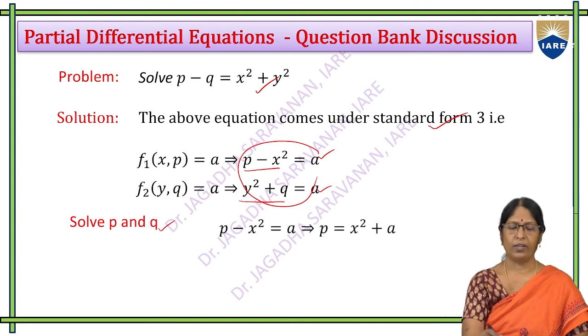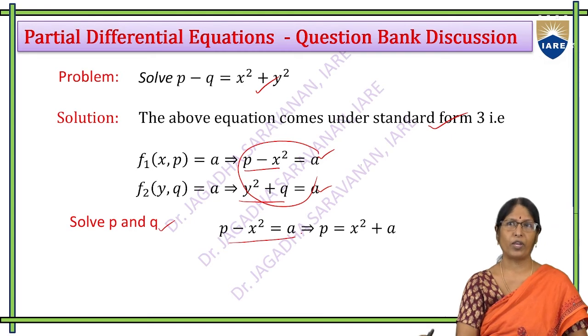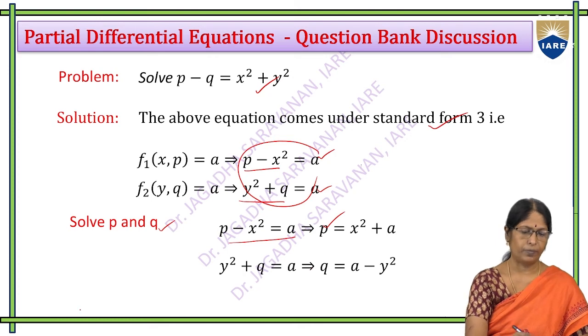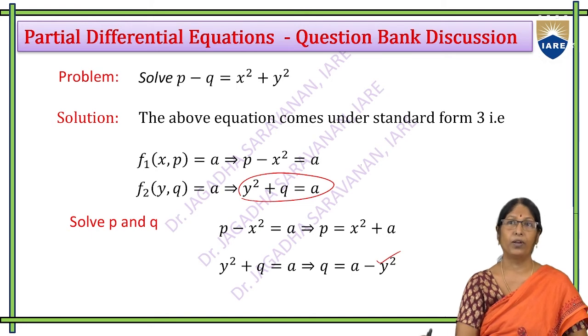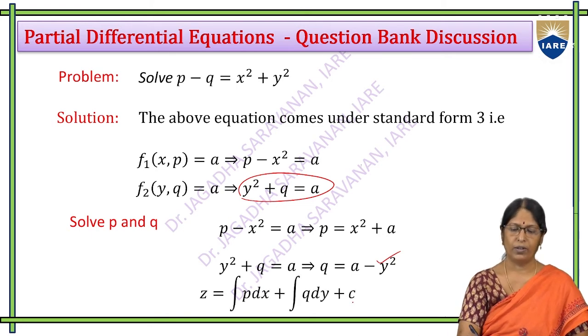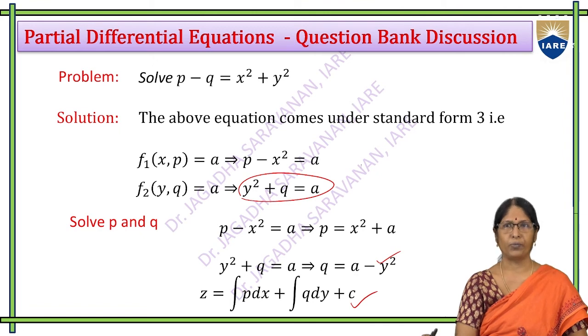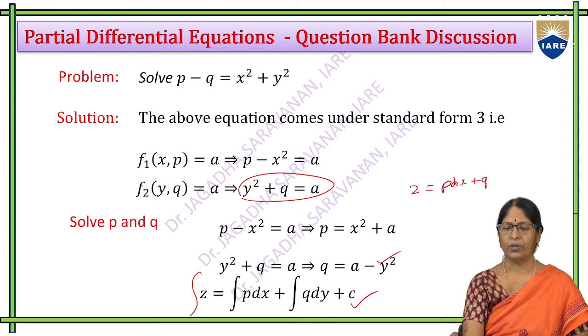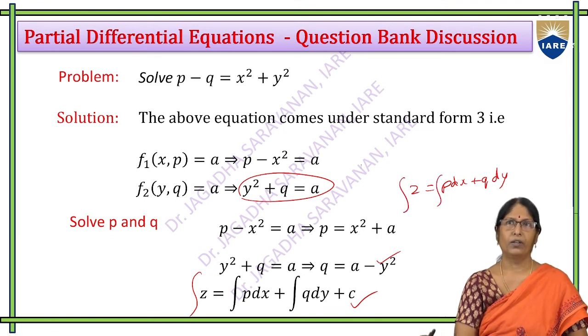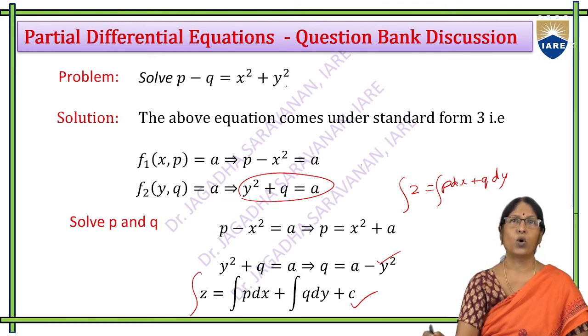After obtaining, here we can see P minus X square equal to A, from which we obtain what P is. And from the other, we obtain what Q is. After getting P and Q, this is the formula, and it should be substituted. Here also integration is to be done. So z equal to the integral of p dx plus q dy, and on both sides we have to do the integration. So the important steps are discussed on how to solve this problem.